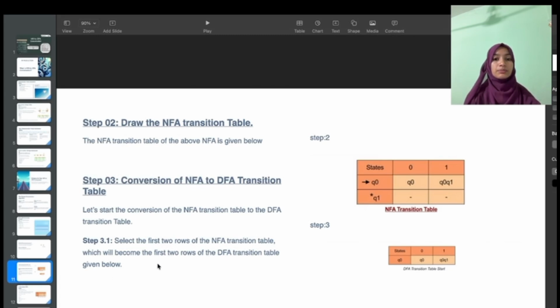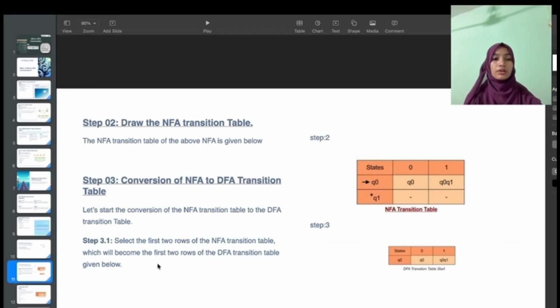Draw NFA transition table. Next, we write the NFA transition table. From state Q0, on input 0, the transition is to Q0. On input 1, the transition is to Q0 and Q1. From state Q1, there are no outgoing transitions. This table helps us during the conversion to DFA.